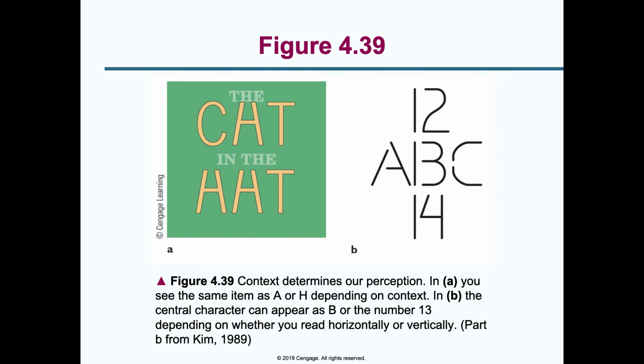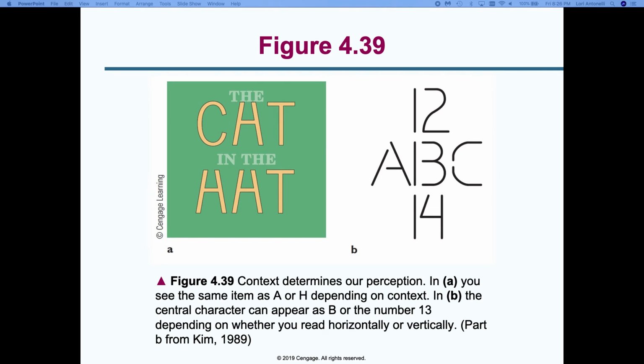Okay, so I want to go back to this particular figure. If we look at the item in A, many of you probably saw it as the cat in the hat. It's based on the context, because are we seeing this as the letter A, or are we seeing it as an H that's kind of just got crooked lines? We're seeing them as A's because we know from experience the phrase. We look at the context of it, and we all know The Cat in the Hat as a book that we may have grown up with.